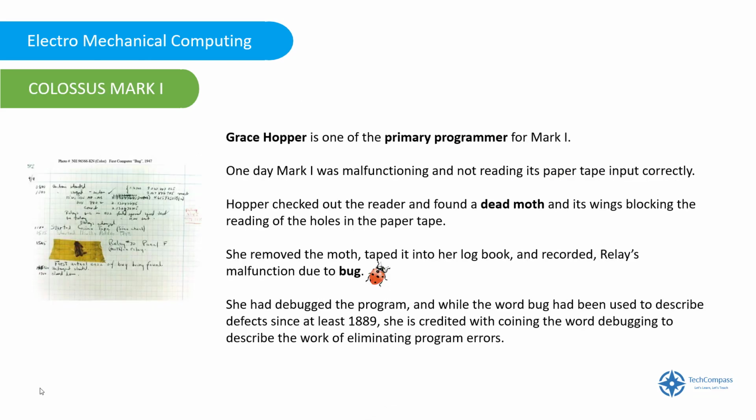Here I would like to highlight the first computer bug. Grace Hopper is one of the primary programmers for Mark I. One day, Mark I was malfunctioning and not reading its paper tape input correctly. Hopper checked out the reader and found a dead moth and its wing blocking the reading of the holes in the paper tape. She removed the moth, taped it into her logbook, and recorded relay malfunction due to bug. Henceforth, the term bug was used to describe any errors or glitches in a program.